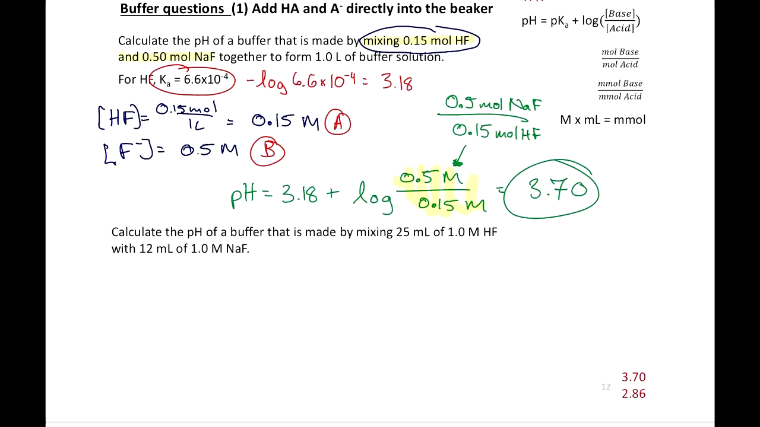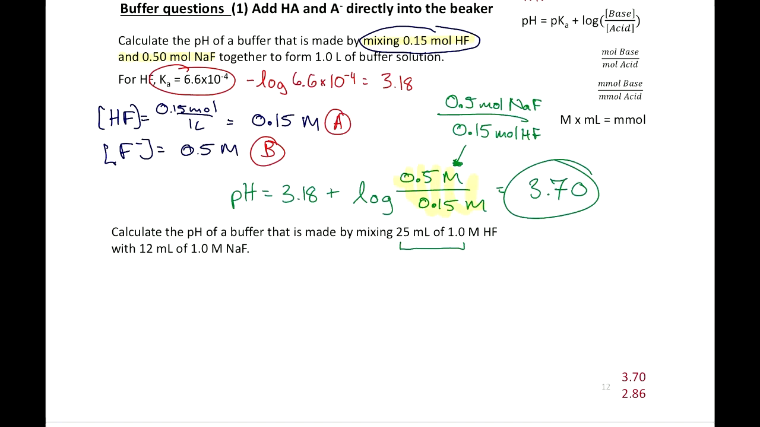All right, so let's do another one. This one's a little bit different. Here we're making a buffer by mixing two things: 25 milliliters of 1 molar HF and 12 milliliters of 1 molar NaF. We're still going to use the Henderson-Hasselbalch equation, but we need to get that base to acid ratio. So here are my tricks where they will become important. We need to get mole amounts of each, the acid and the base. Right now I just have milliliter amounts of a certain concentration, so we can get the mole amount by multiplying the volume by the molarity.